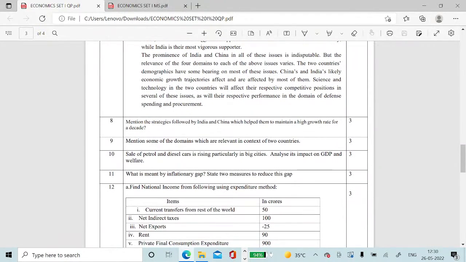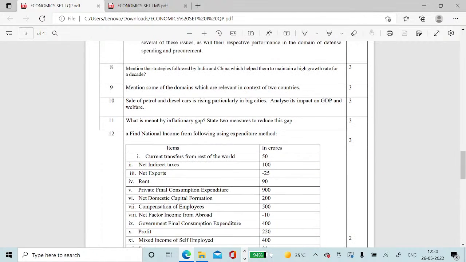Question 8. Mention the strategies followed by India and China which helped them to maintain a high growth rate for a decade. Ninth, mention some of the domains which are relevant in context of two countries. 10th, sale of petrol and diesel cars is rising particularly in big cities. Analyze its impact on GDP and welfare. 11th question, what is meant by inflationary gap? State two measures to reduce this gap.